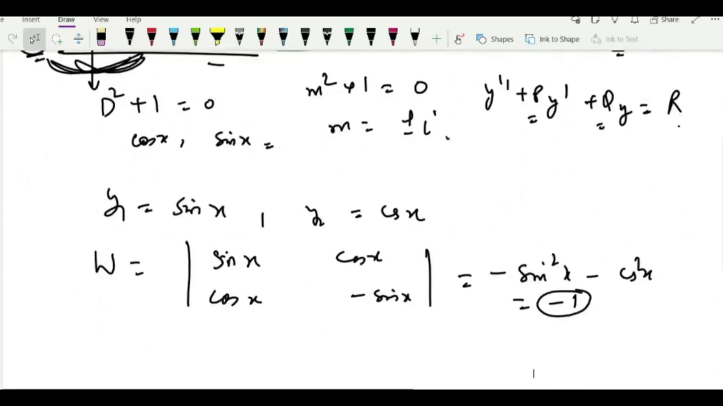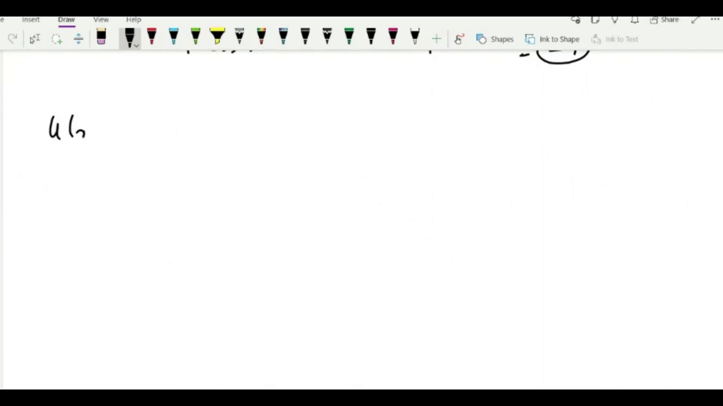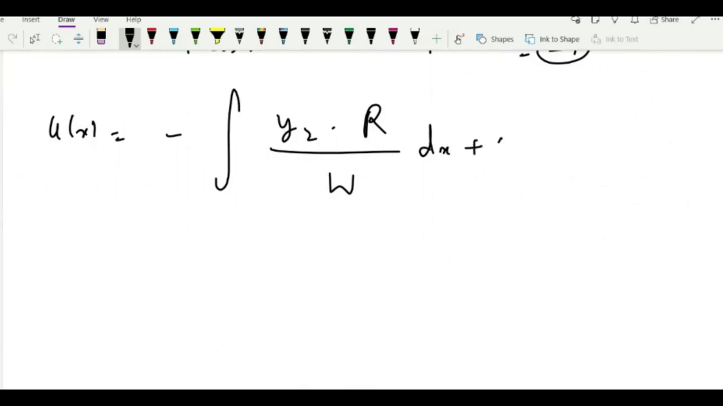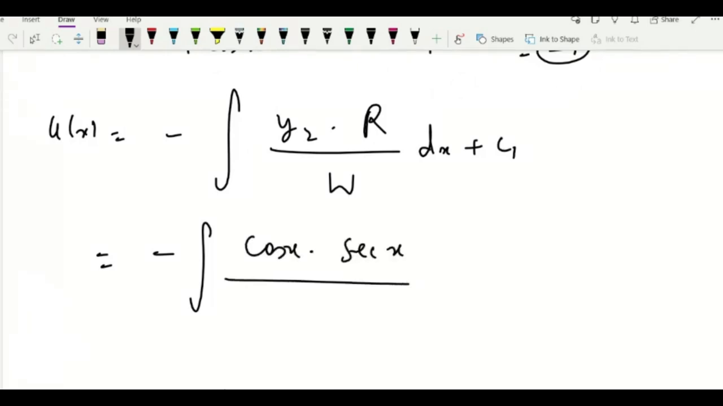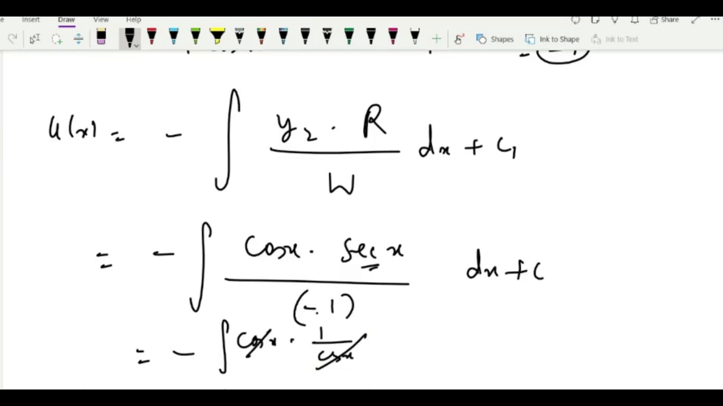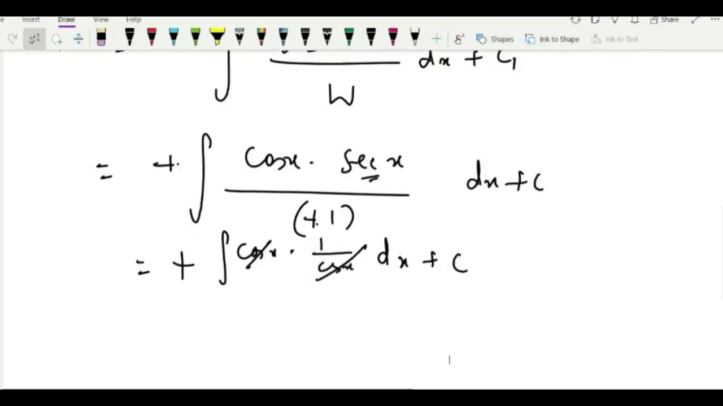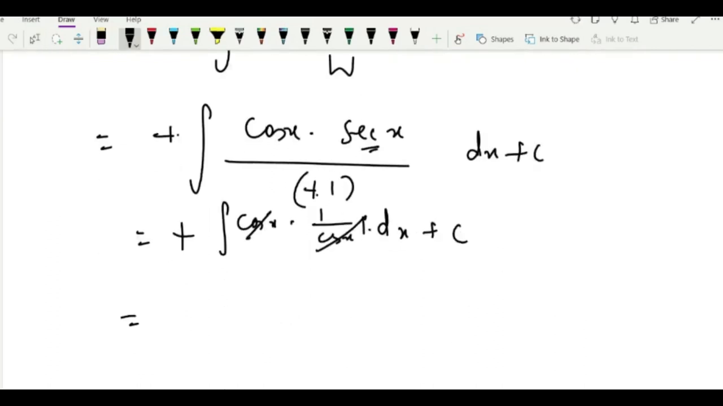Just substitute these values in u(x). u(x) is equal to minus integration of y2 into r upon W dx plus c1, which is equal to the value of y2, we have cos x into r as secant x and the Wronskian as minus 1, dx plus c. We know that secant x will be equal to 1 upon cos x, so this will cancel out. Minus minus becomes plus. So we get plus dx plus c. The integration of dx is x plus c. So this is our u(x).